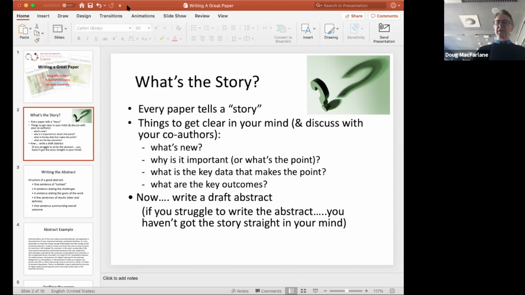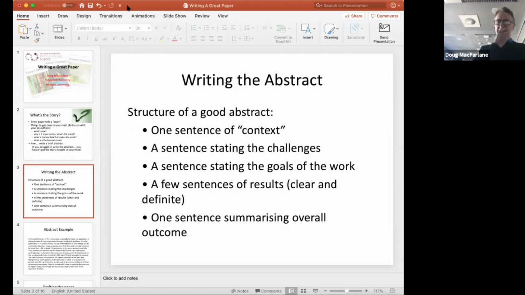And that's the item that you then share with, perhaps with your other main co-authors, your supervisor, etc., to find out if they've got the same vision. So it's a key summary document that you can pass around your other co-authors. So let's assume we've got that story straight, and let's go on then to writing the abstract.